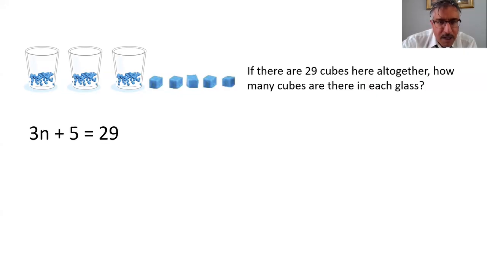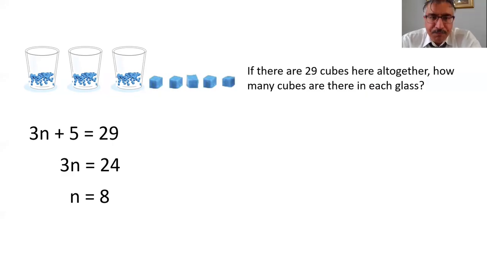Right. Now, how many cubes would you have if you took away those 5? Because with those 5 loose ones, you've got 29. If you said 24, fantastic. Right. So in those 3 glasses, you've got 24 cubes. So how much in each? 8. Okay. Well, if you said 8, that in fact is called an equation. We've just solved an equation. So we worked backwards to work out how much there were in each glass. Okay.